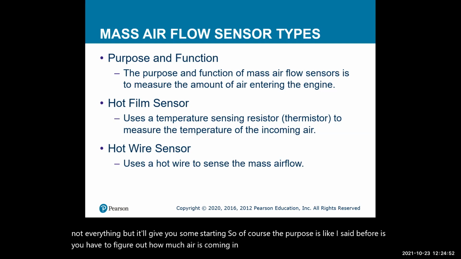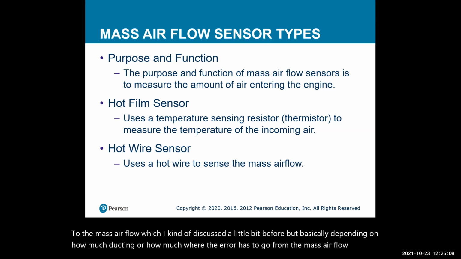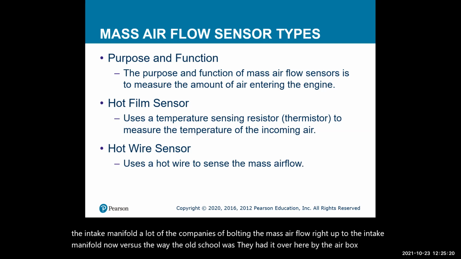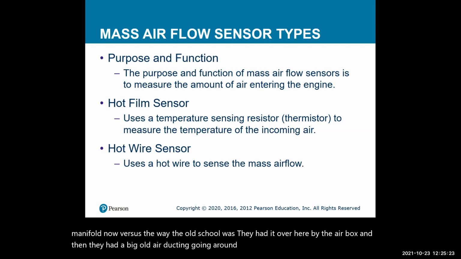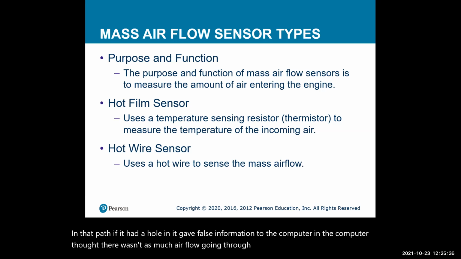There are some weaknesses to the mass airflow, which I discussed a little bit before. It depends on how much ducting there is, or where the air has to go from the mass airflow sensor to the intake manifold. A lot of companies are now bolting the mass airflow right up to the intake manifold, which is not the way the old school was. They had it over by the air box, and then a big old air ducting going around, and anything in that path, if it had a hole in it, gave false information to the computer. The computer thought there wasn't as much airflow going through, did an improper calculation, and caused a problem.